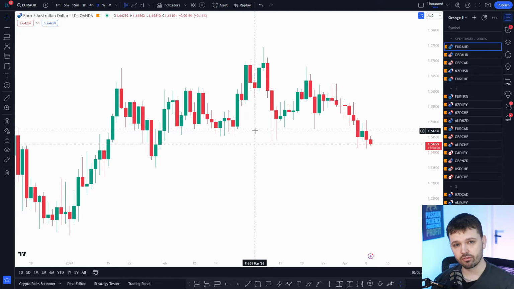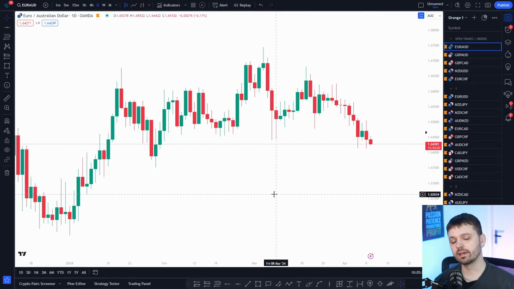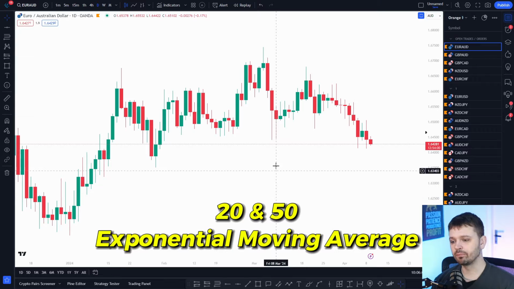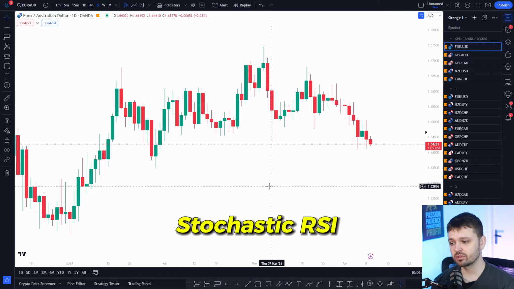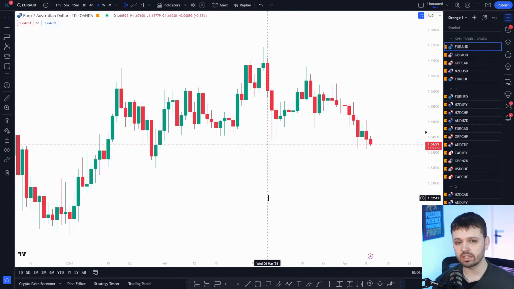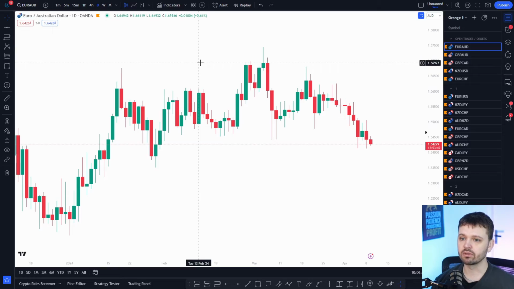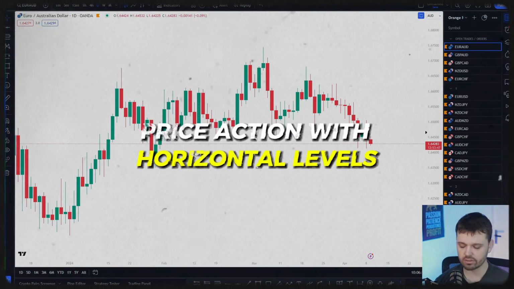The only tool that I'm really going to be using in this example is just adding horizontal levels. Now, if you've been following me for a while, you also know that I like to use the 20 and 50 exponential moving average, the stochastic RSI, and the Fibonacci retracement tool. You can add this in your own way to make this applicable to your own trading style. But what we're going to be focused on here is just pure price action with horizontal levels.